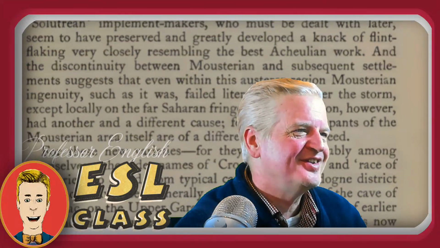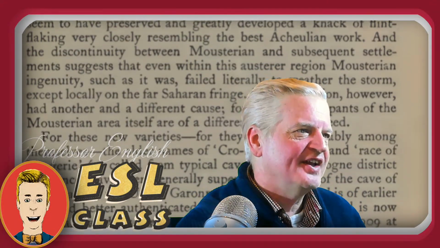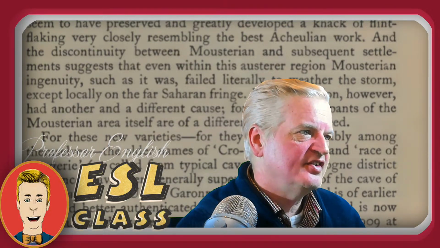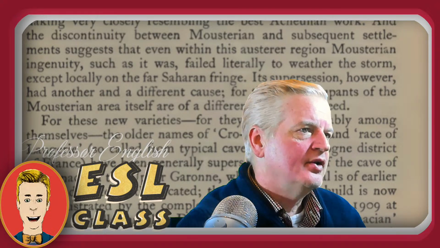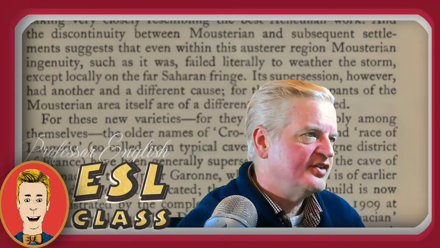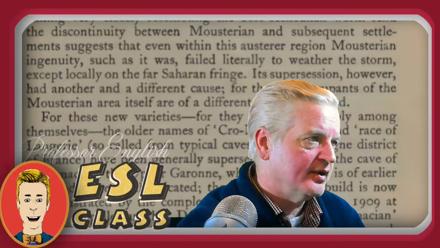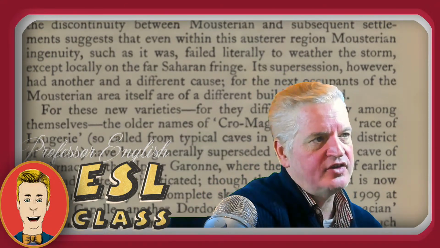Discontinuity between Mousterian and subsequent settlements suggests that even within this austerer region, Mousterian ingenuity, such as it was, failed literally to weather the storm. So they were good, but they weren't good enough, and eventually they disappeared, except locally on the far Saharan fringe.